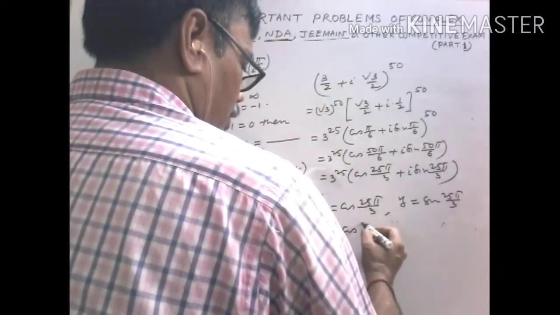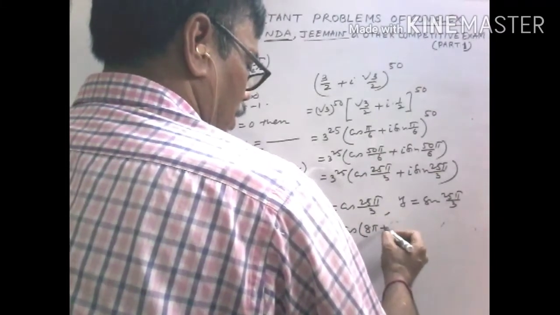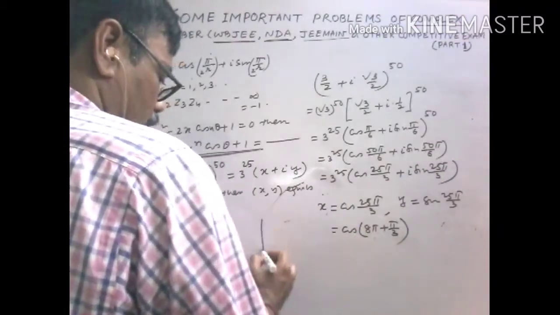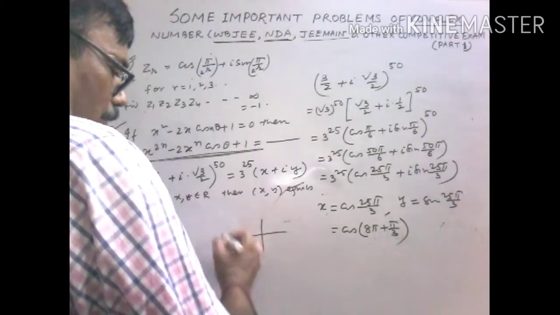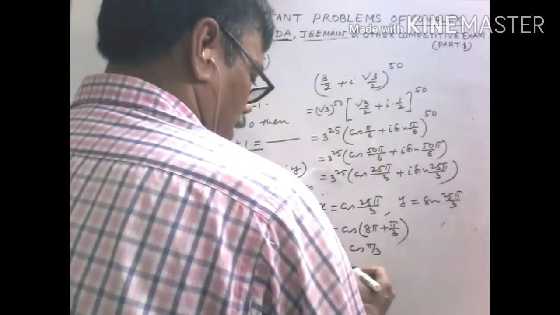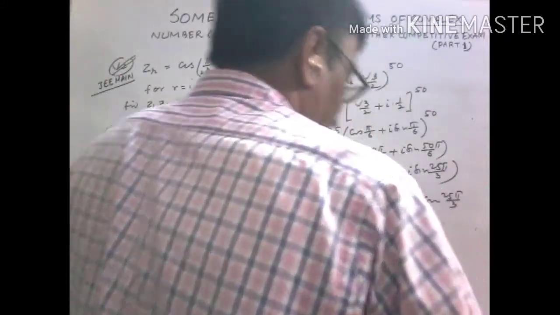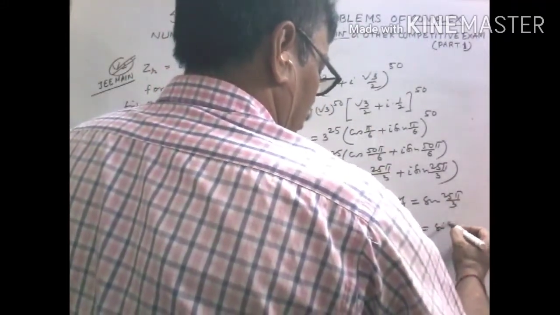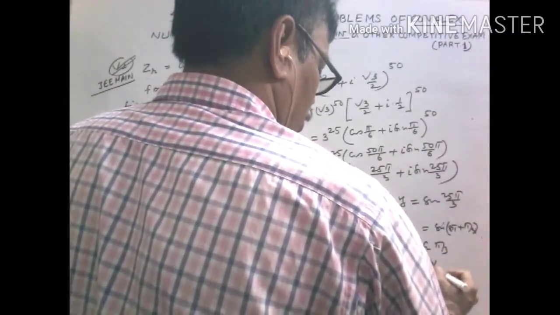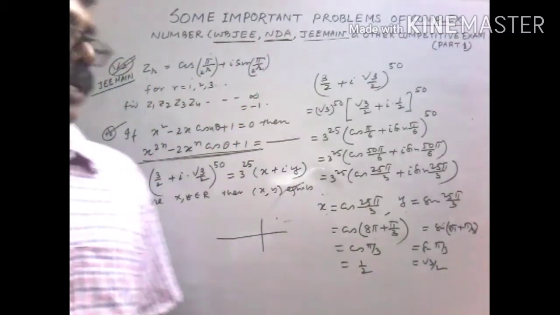So using trigonometry, you can write it as cos of 8 pi plus pi by 3. 24 pi, this 8 pi, so this is 0, 2 pi, 4 pi, 8 pi. This is in the first quadrant. This is cos pi by 3. Cos pi by 3 is half. Similarly, you get sin pi by 3. This one also is sin of 8 pi plus pi by 3. So sin pi by 3, so this is root 3 by 2. So x and y, we are getting x and y.